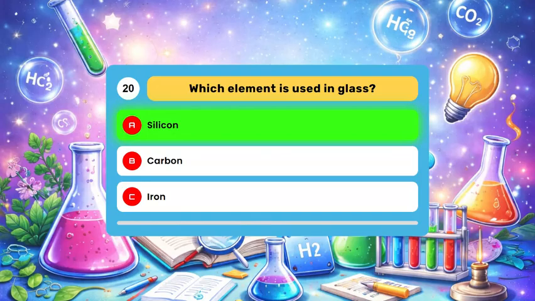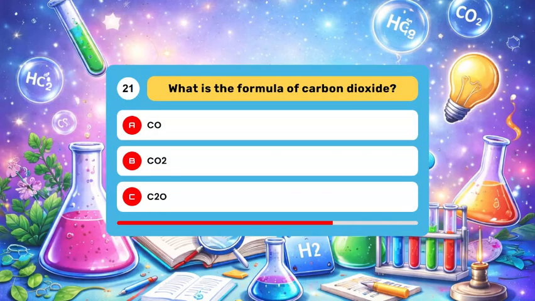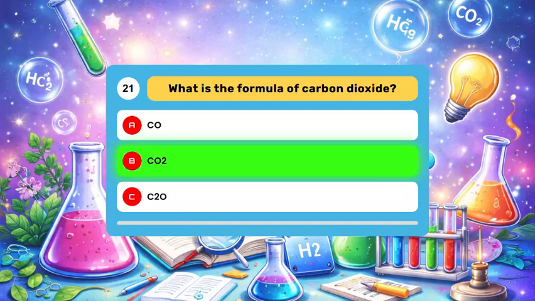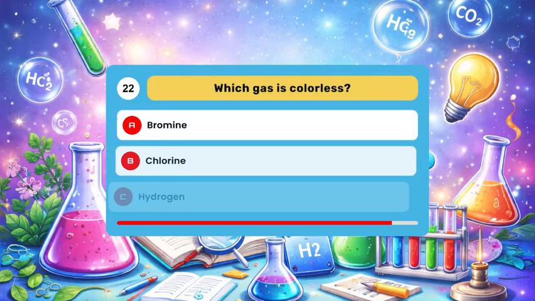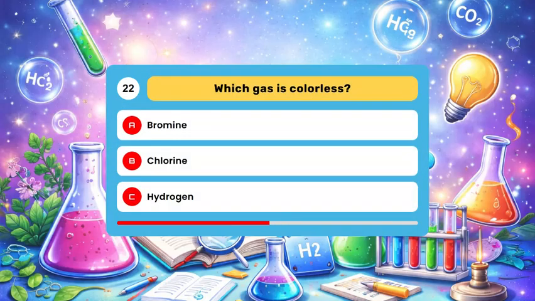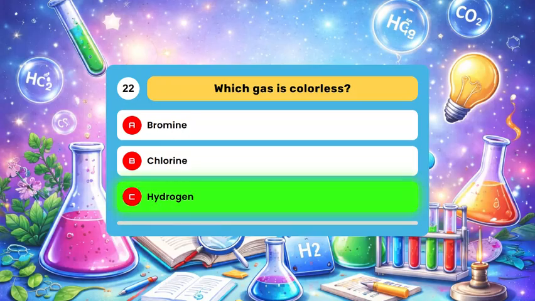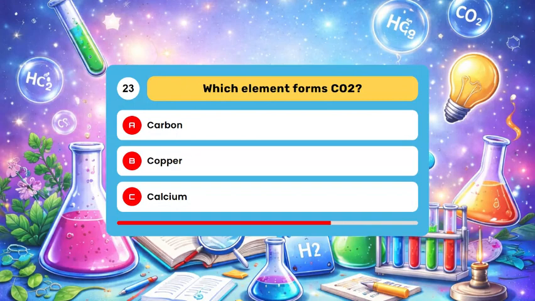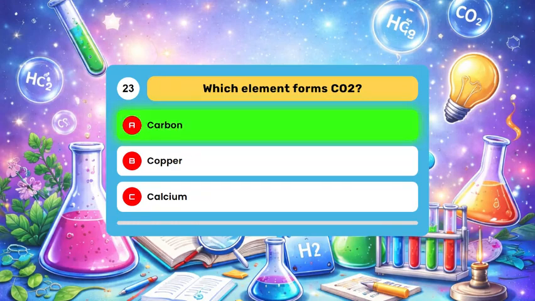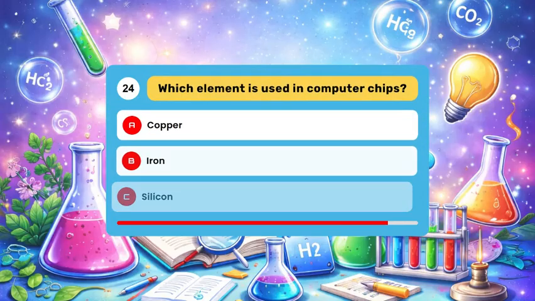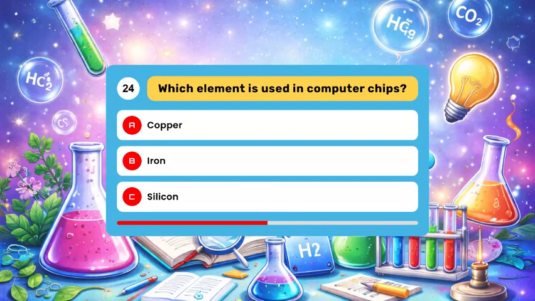Silicon. What is the formula of carbon dioxide? O2. Which gas is colorless? Hydrogen. Which element forms CO2? Carbon. Which element is used in computer chips?